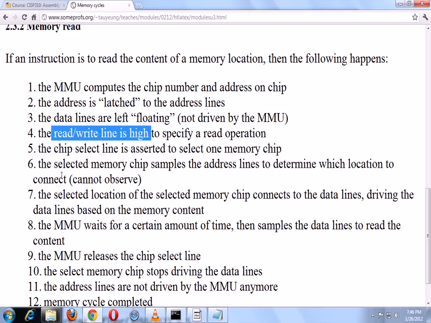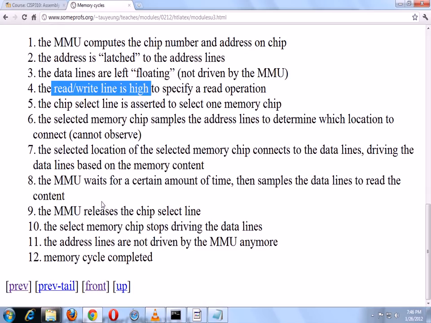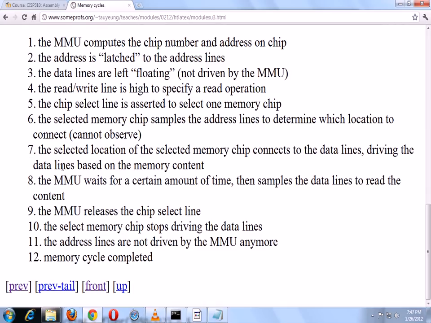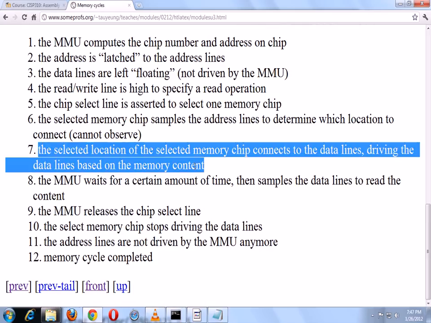And then also, if you look at this, the data lines are no longer driven by the MMU because this is a read operation from the perspective of the processor. If the processor is reading from the memory chip, the processor should not be driving the data lines. So instead, the selected location of the memory chip connects to the data line, driving the data lines based on the memory content. This is done by the memory chip itself. So in this case, the memory chip is the one that is driving the data lines.